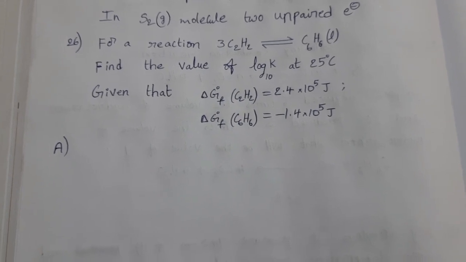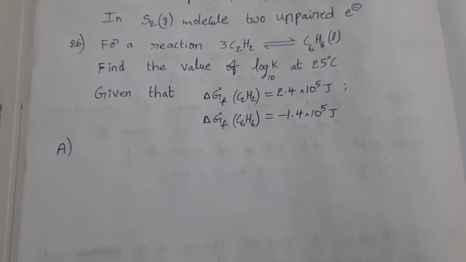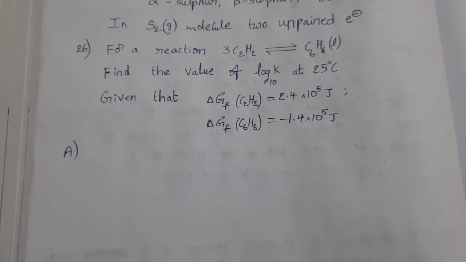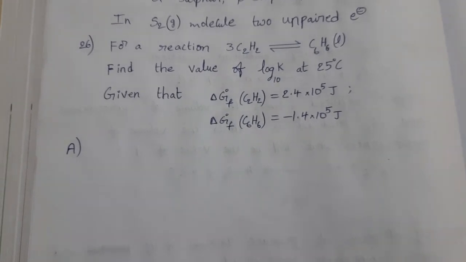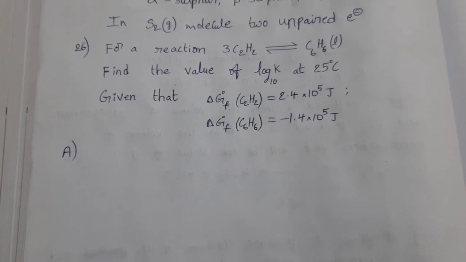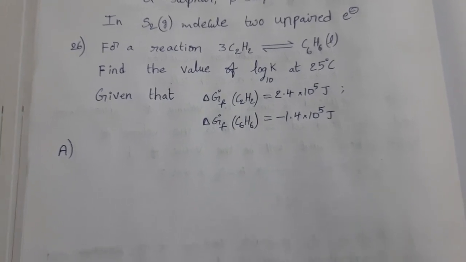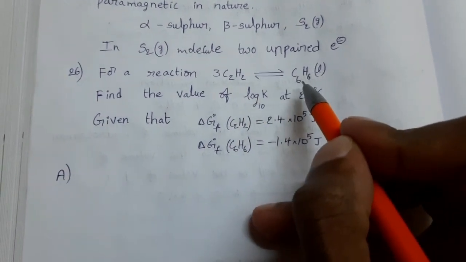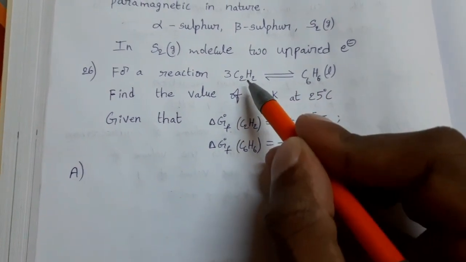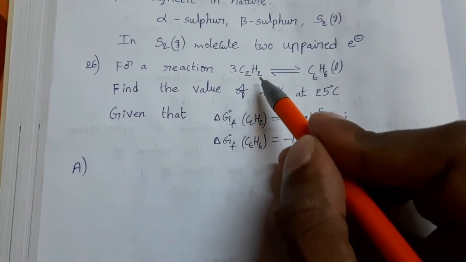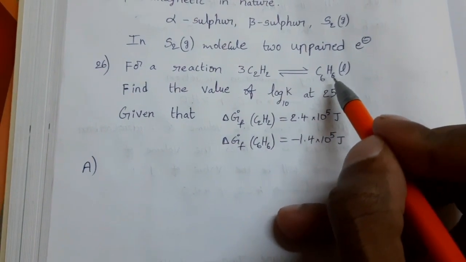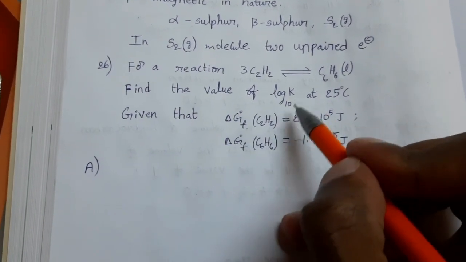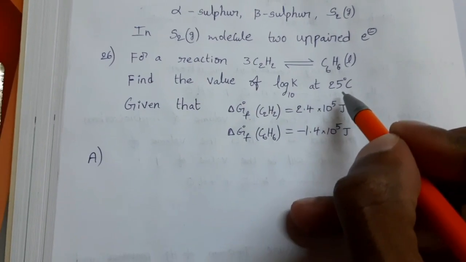In previous class, we have completed some of the questions regarding the IIT Mains exam held on 24th February 2021. Now, see the next question. For a reaction 3C2H2 gives rise to C6H6. That means 3 moles of acetylene undergo polymerization to form benzene. Now find the value of log K base 10 at 25 degrees Celsius.